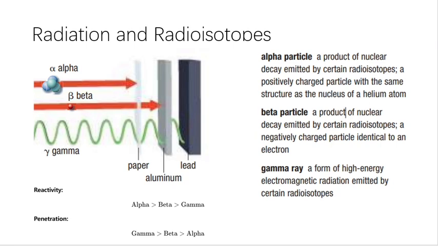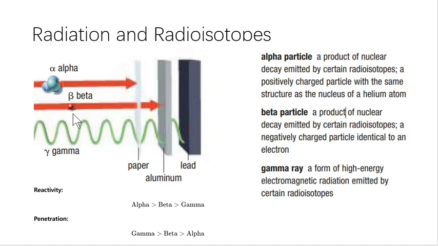Now, let's learn about the alpha particle, beta particle, and gamma ray. An alpha particle is a positively charged particle with the same structure as the nucleus of a helium atom. So it consists of 2 protons and 2 neutrons as shown here. A beta particle is a negatively charged particle which is identical to an electron, as shown here. And gamma ray is a form of high energy electromagnetic radiation, so it's a form of energy, therefore it has no mass and no charge.